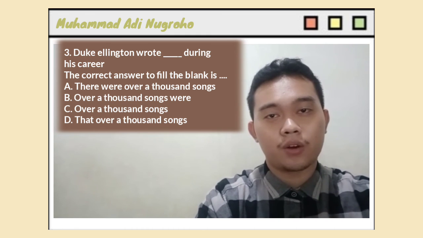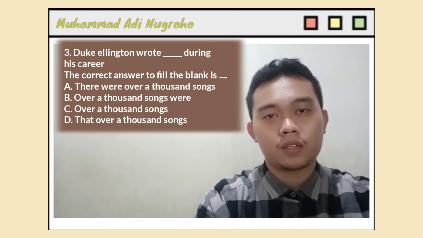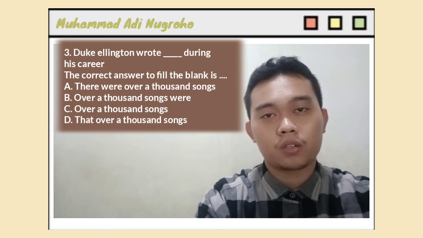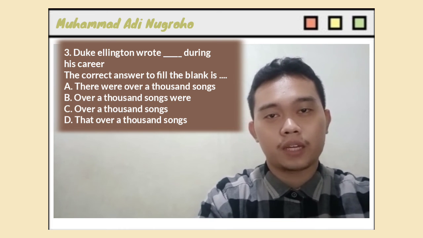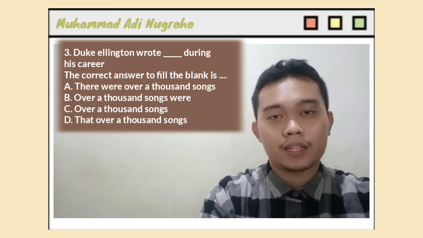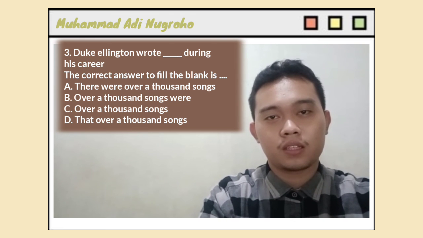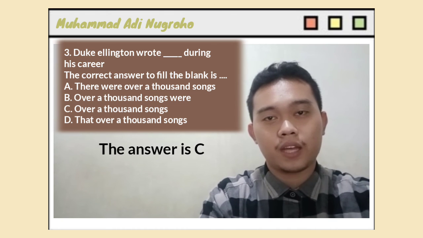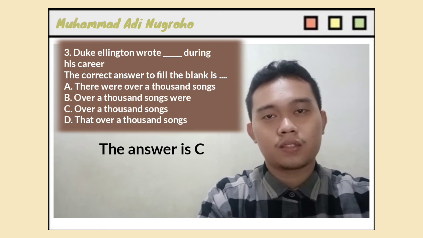A. There were over 1,000 songs. Well, this is not the answer because there is the word there were. B. Over 1,000 songs were. This is not the answer too. There is the word were, so this is not an object. D. That over 1,000 songs. This is not the answer too. The answer is C. Over 1,000 songs.